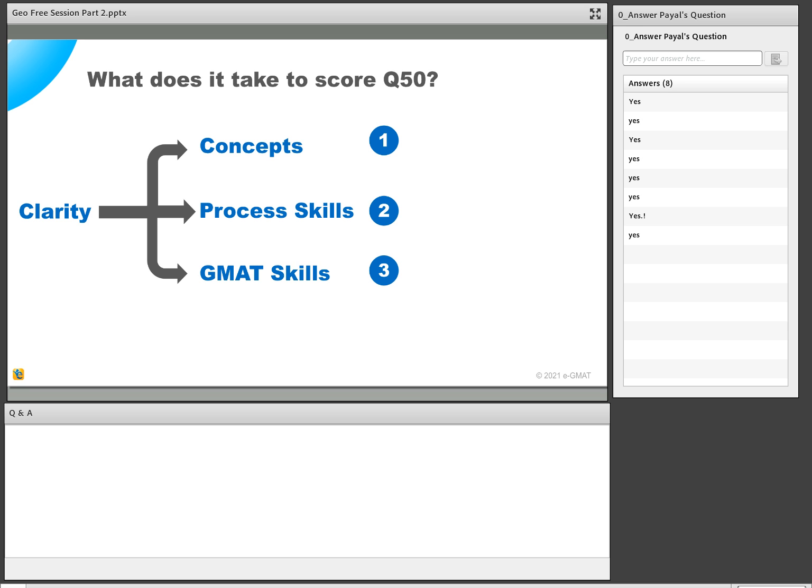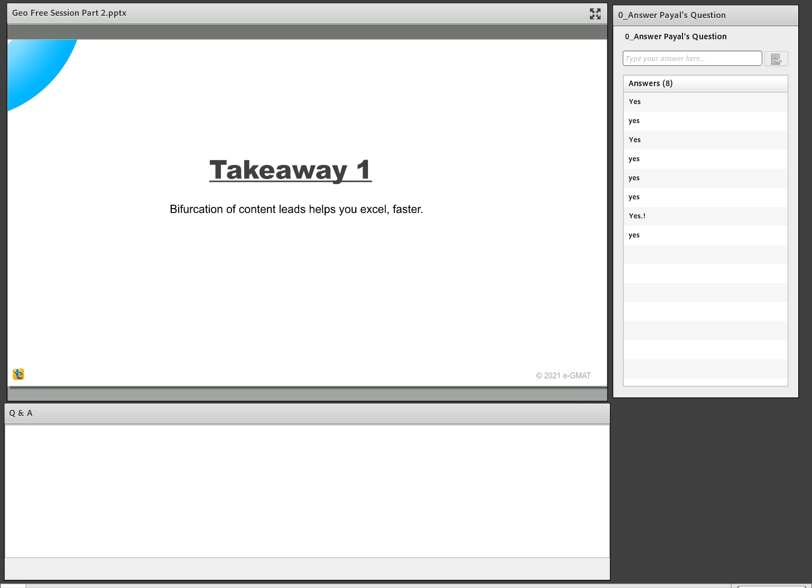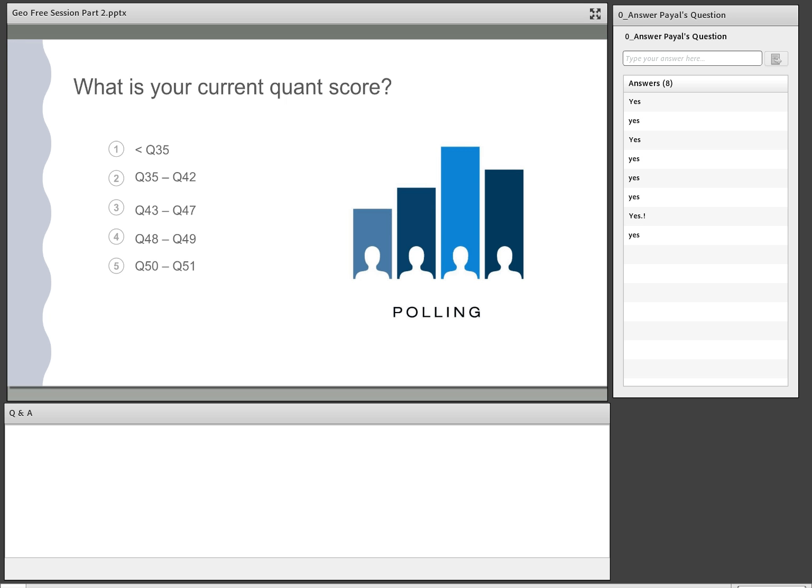So to get to that Q50, which is an almost perfect score, or a Q51, you've got to learn concepts in isolation, and you've got to then learn process skills and then GMAT skills, and you've got to learn them in a sequence. So the first takeaway is bifurcate that learning, because this allows you to focus, and focus not only allows you to excel, but it also allows you to excel faster. The second piece, I think I want to ask this question over here.